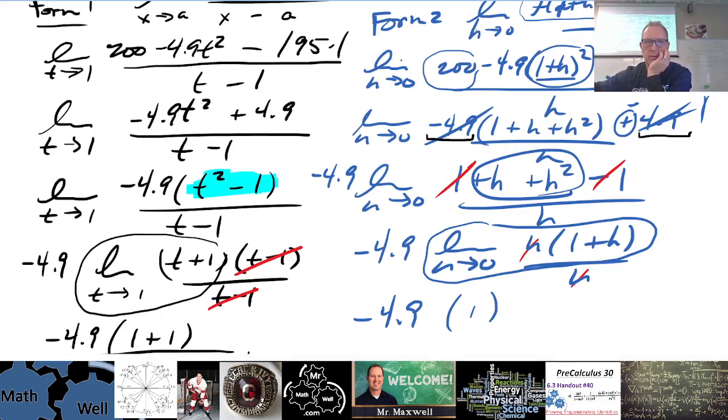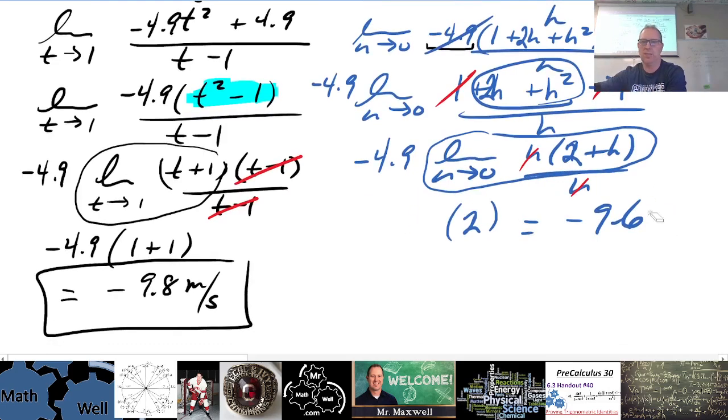All right, I see what I did wrong here. I missed a 2h. Sorry, 2h. So 1 plus h all squared is 1 plus 2h plus h squared. So that's going to be 2h plus h squared. Take an h out, that's going to be a 2 here. So that's going to be negative 4.9 times 2, which is negative 9.8. So we do get the same answer with both formulas, which we should. Meters per second, negative 9.8.